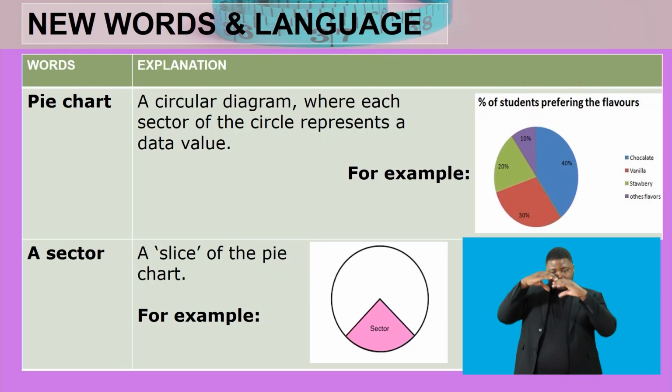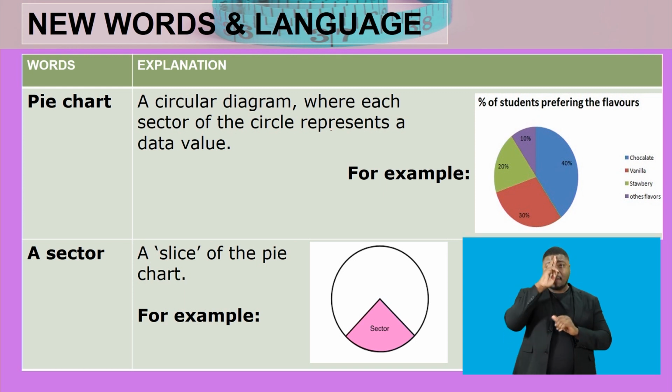Okay, let's carry on and look at the new words. The words that we're going to focus on, we're going to define a pie chart. A pie chart is defined as a circular diagram where each sector of the circle represents a data value. For an example, we are given a pie chart of the percentage of students preferring different flavors. The different flavors are chocolate, vanilla, strawberry, and other flavors. So all of these are represented on a pie chart.